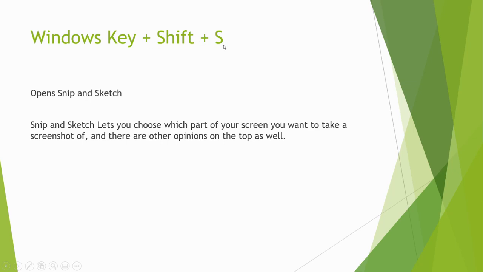Windows key plus Shift plus S opens Snip and Sketch and it lets you choose which part of the screen you want to take a screenshot of.